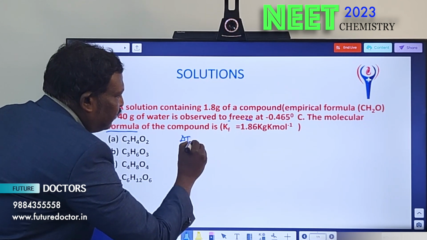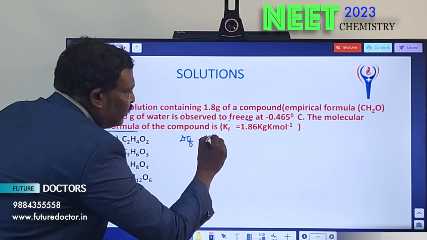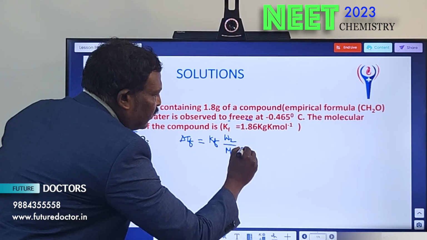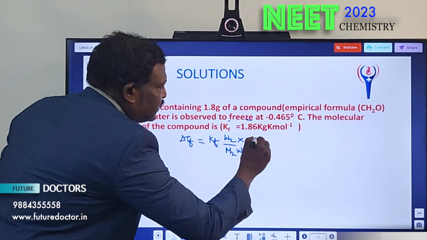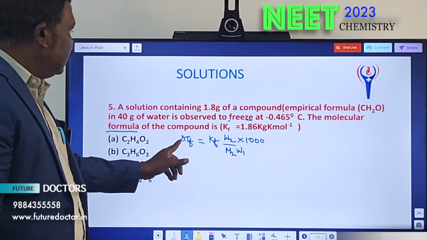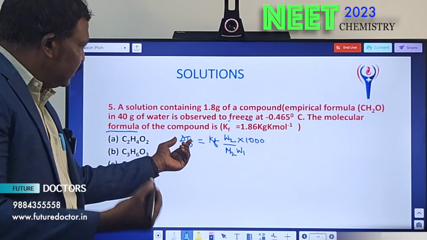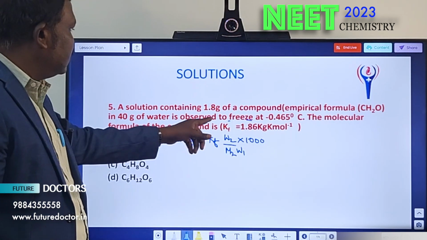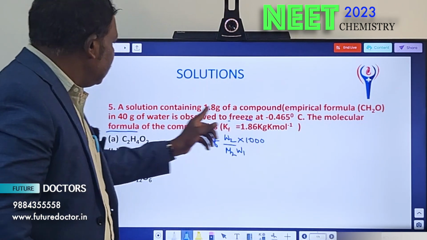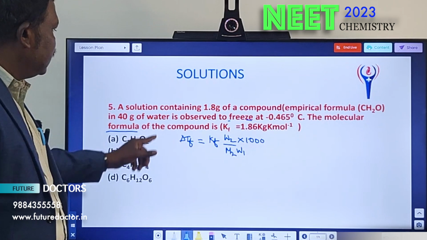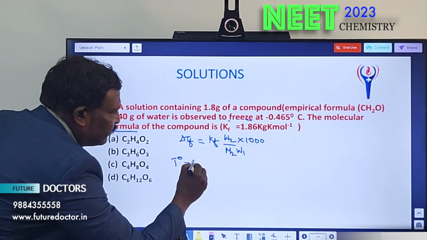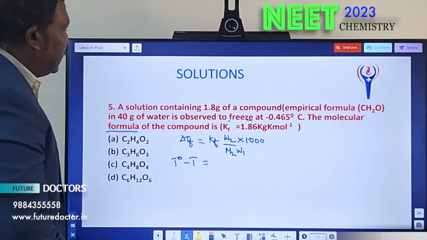ΔTf = Kf × W2 / M2 × W1 × 1000. It's a formula, keep it in mind. ΔTf is nothing but the depression of freezing point. Here the freezing point of the compound in water is given. So what's the formula for ΔTf? T0 minus T. That's the formula for that. Understood? Then substitute here.